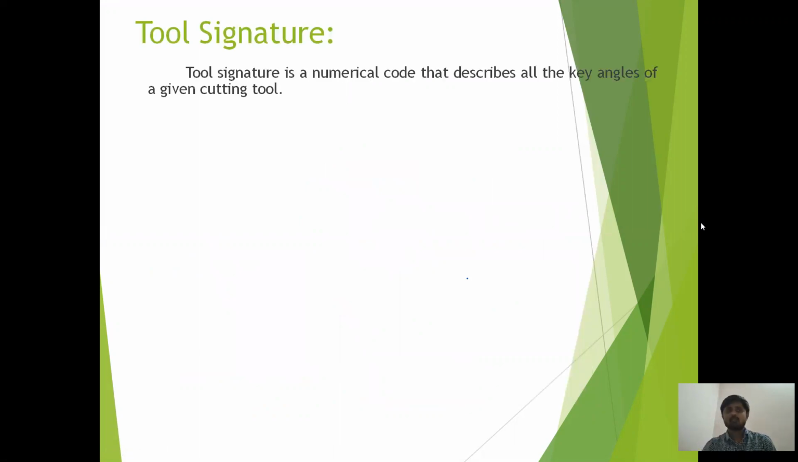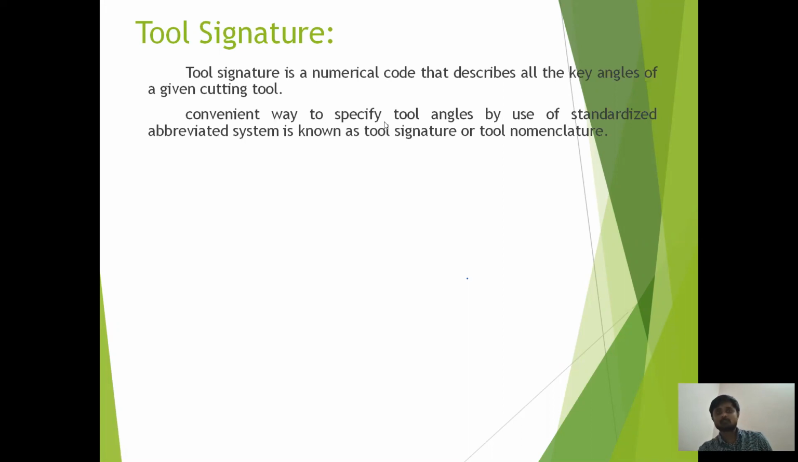Next, coming to the tool signature. What is the meaning of tool signature? Tool signature is a numerical code that describes all the key angles of a given cutting tool. Already we discussed that different angles are there for the single point cutting tool. If you describe all those angles by using numerical codes, that is called a tool signature. A convenient way to specify tool angles by use of a standardized abbreviated system is known as tool signature or tool nomenclature.